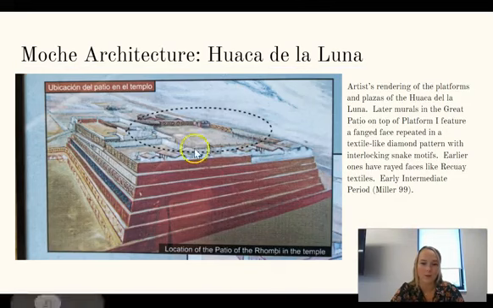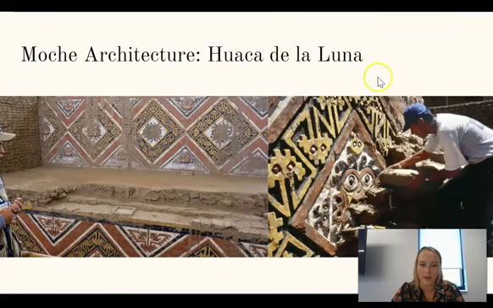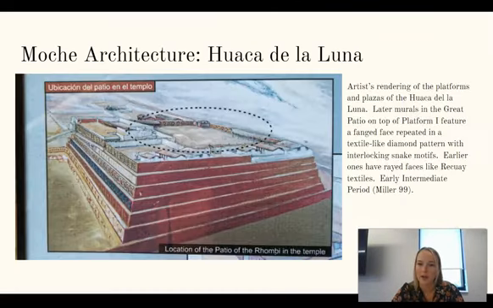This is the artist rendering of the platforms and plazas at the top of Huaca de la Luna. We'll take a look at some of these murals here in just a moment. So this is a fanged deity that we see repeated throughout Moche artwork, and especially in the Huaca de la Luna. This one is interpreted as perhaps being the half-man, half-jaguar decapitator god, so called because he's often represented holding a vicious-looking sacrificial knife in one hand and the severed head of a sacrificial victim in the other.